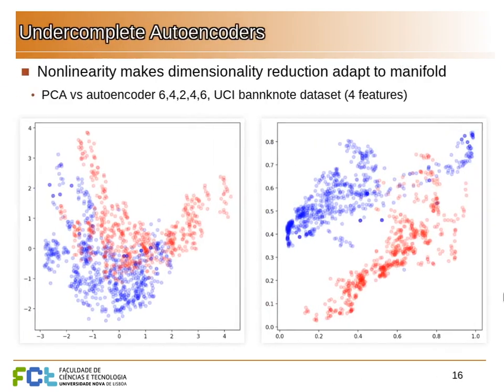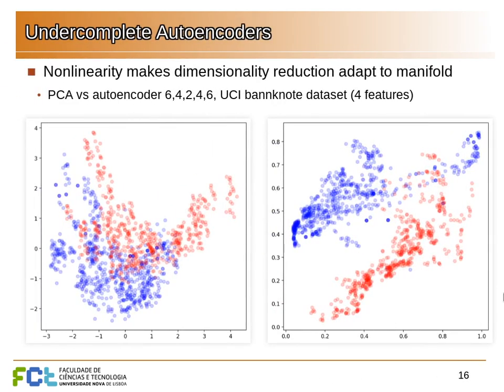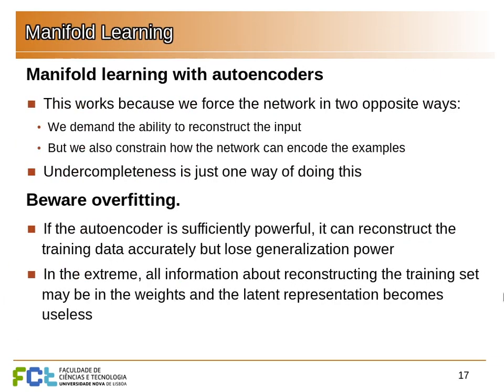If we have a very large network, then the whole network can store the necessary information to reconstruct the examples in the training set, and then the representation itself may become useless because it doesn't matter what it is, the network can always learn some way of retrieving the data. One way of spotting this problem is, as usual, looking outside the training set to see if the network can reconstruct.